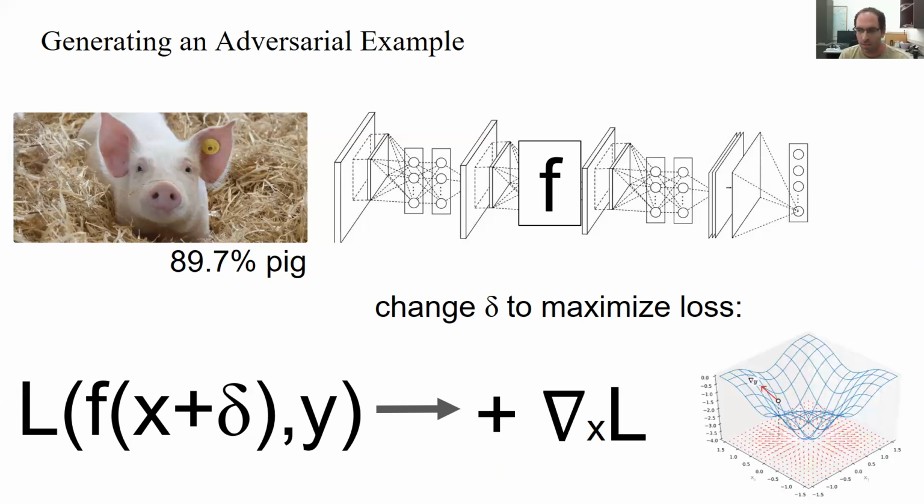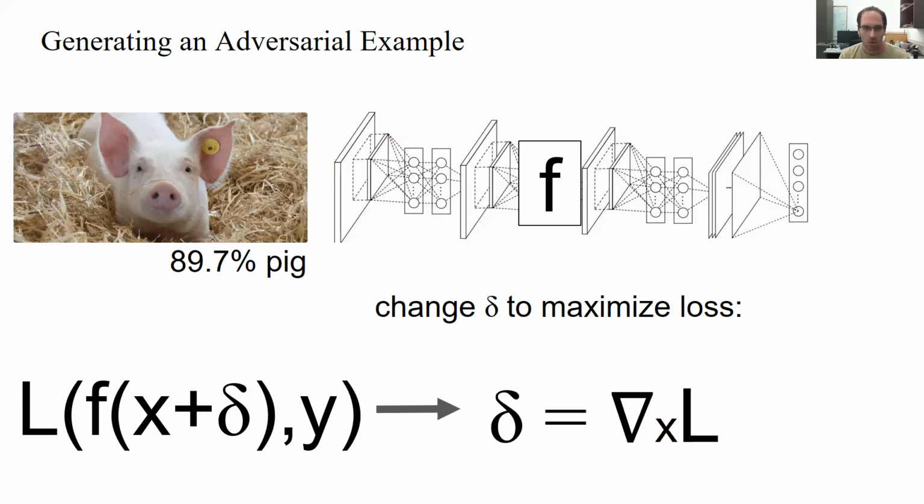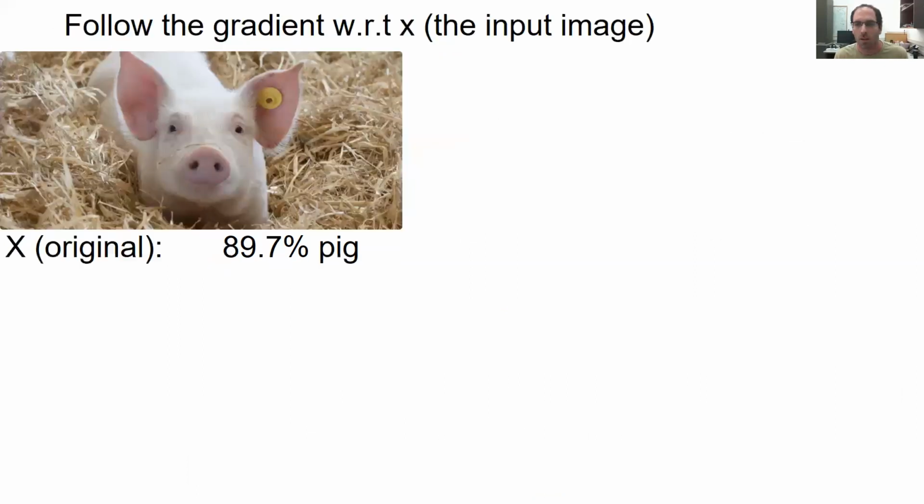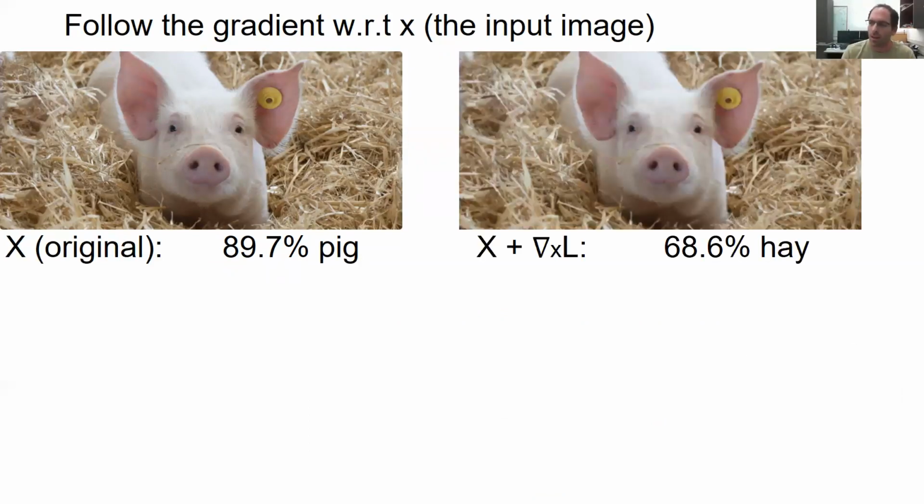Right? We want to maximize the loss, so we're going to follow the positive direction of the gradient with respect to the input. So yes, this will tell us how to maximize the loss. So right, we want to take the delta and follow the gradient at each step. And let's see what it does. Let's see what will happen to our image. So here is our image, and here is what happened when I added the gradient to the image.